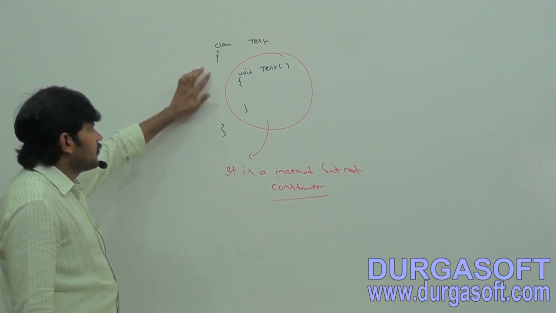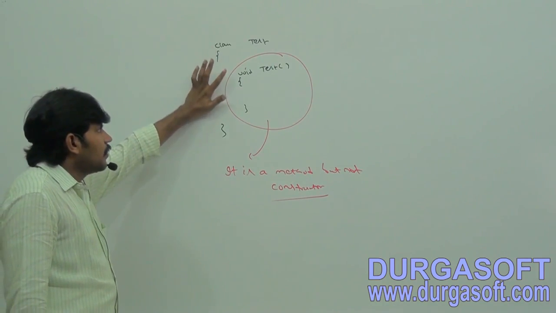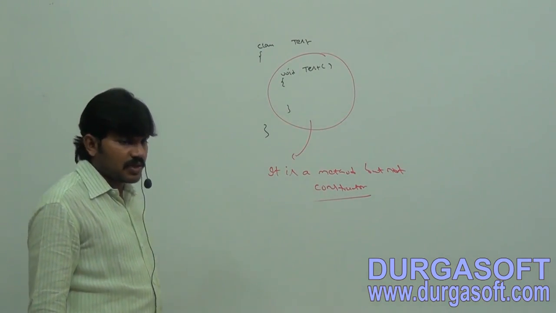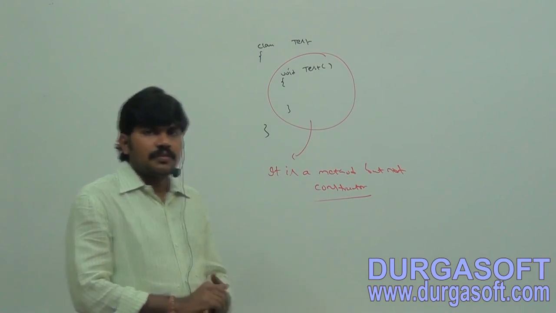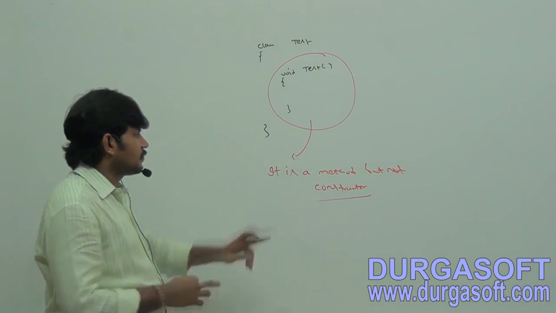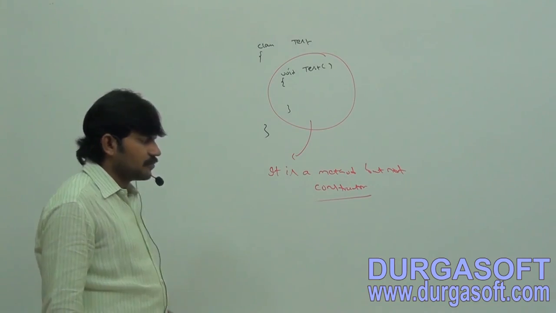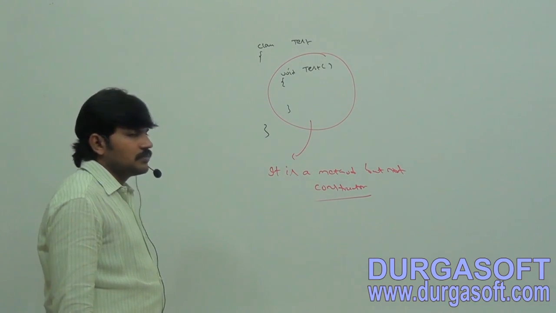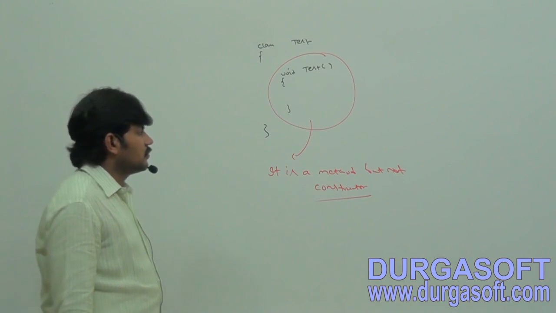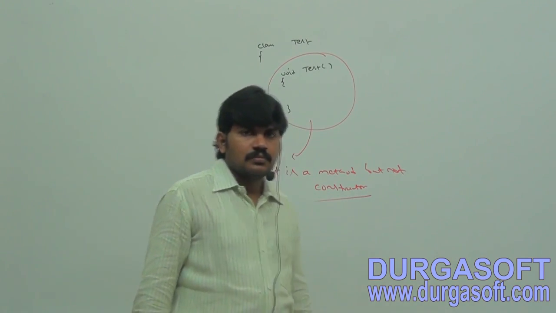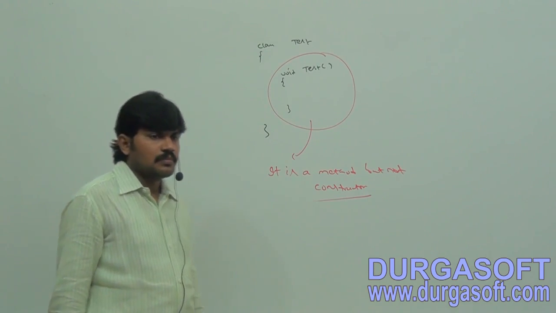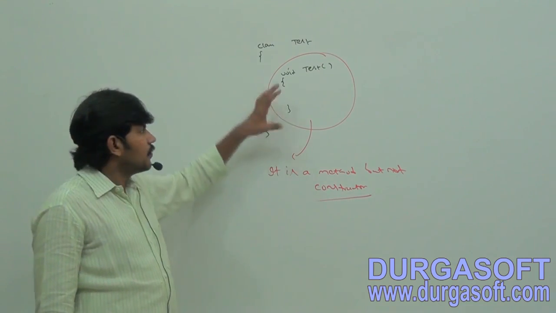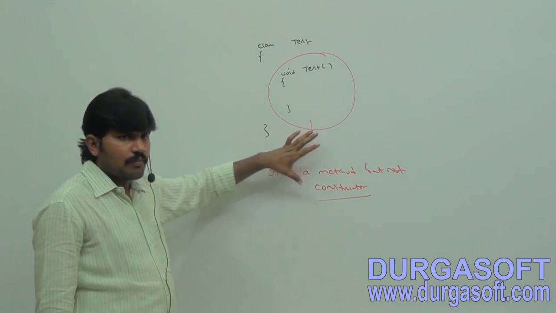Okay, take this example. Class Test, void test. It is a method but not a constructor. Are you able to understand, right? It's a method but not a constructor. I hope the terminology is very clear for you.